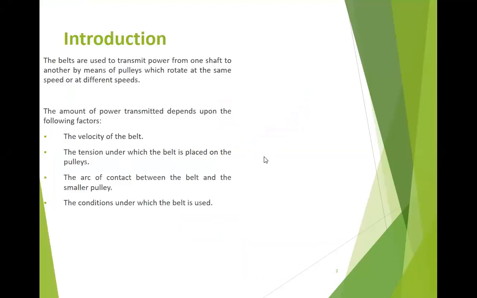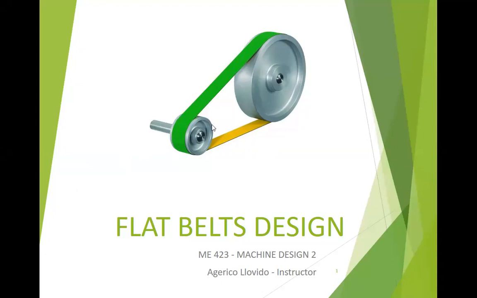Introduction. The belts are used to transmit power from one shaft to another by means of pulleys, which rotate at the same speed or different speed. So ito, different speed kasi mag-iba yung size ng pulley niya.